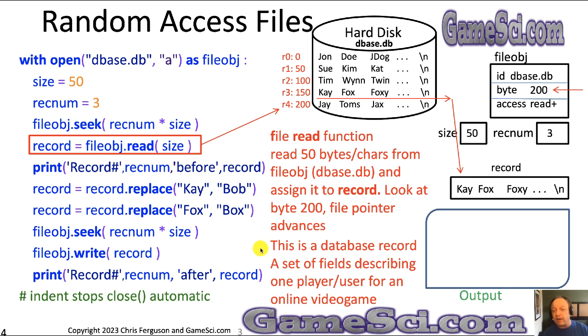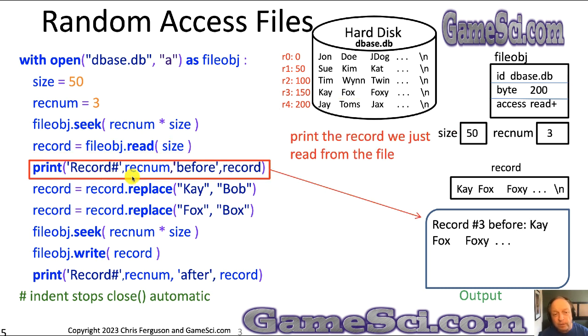This is a database record, a set of fields describing one player or user in an online video game, and I just read one record in RAM memory without having to read the previous records in the file. That's what the seek function does. It says jump to a specific position in the file.